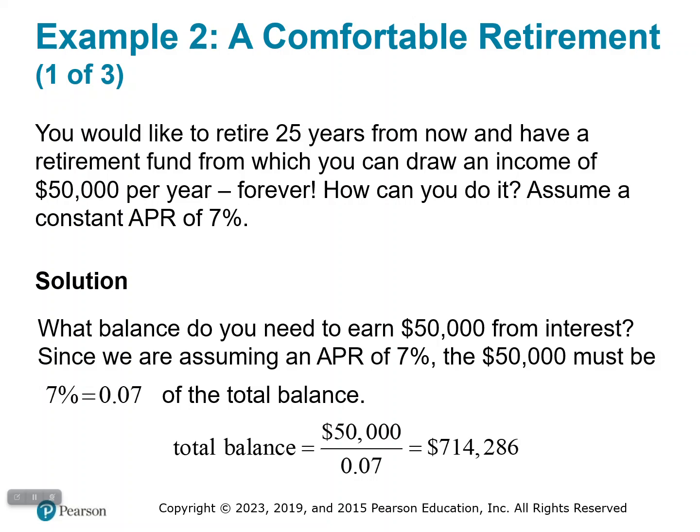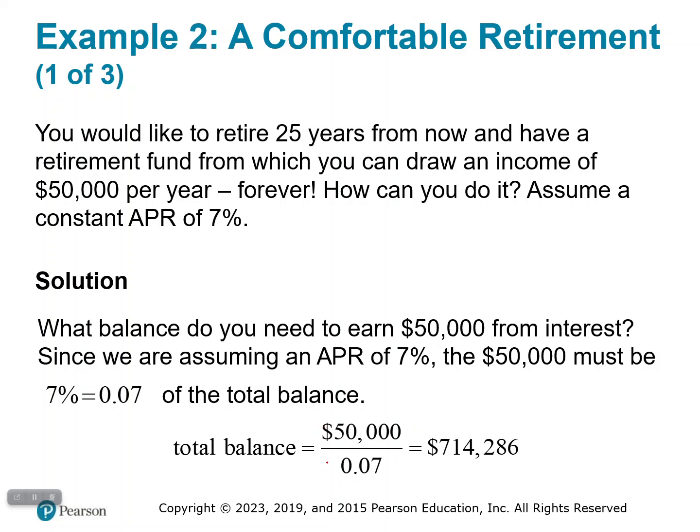All right. So we need to know if we draw an income of $50,000 per year, right? That's the payment we want. How much money do we have to have in order to get that? Well, we're assuming an APR of 7%. The $50,000 must be 7% of the total balance. Okay, here we go. The total balance, I want $50,000 a month.